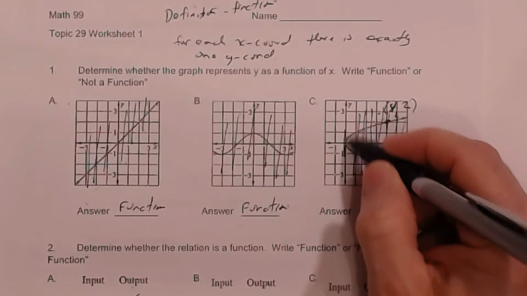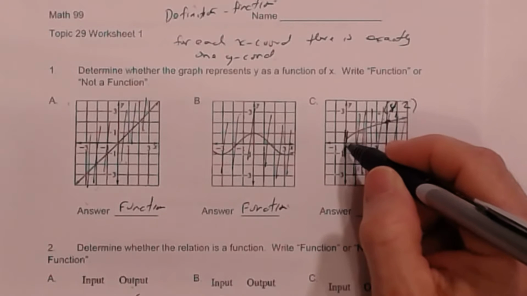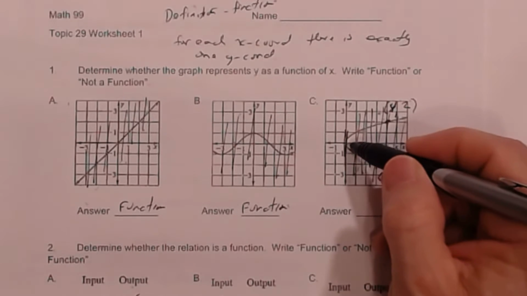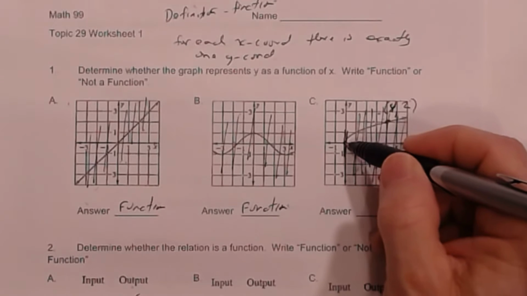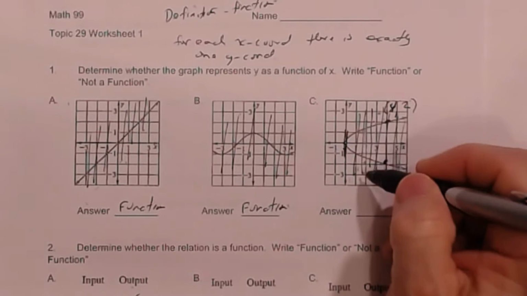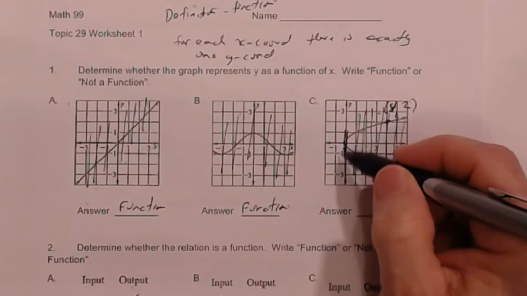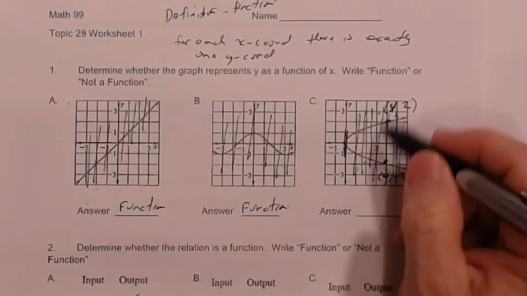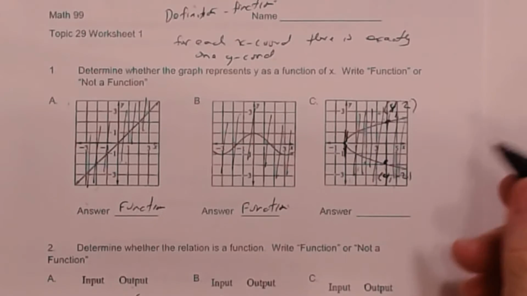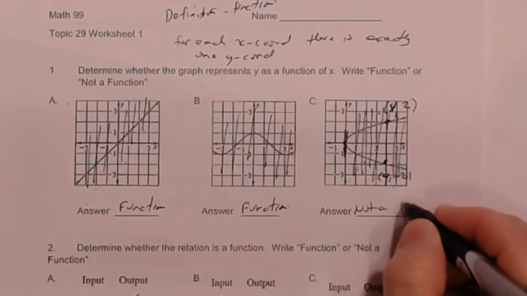Now you may say, what about here? Well, that's true. When x is 0, my y value is 0. There's only one y value here, but it's got to be this way everywhere. Except for this one little spot right here, everywhere else it fails the vertical line test. So this is not a function.